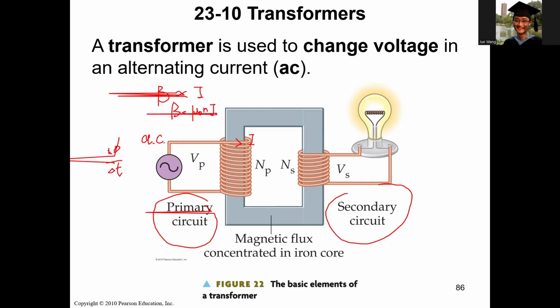Now we use this iron core so that all the magnetic flux will be shared between the primary circuit and the secondary circuit. We basically collect all the magnetic field inside this iron core, so that the primary and secondary circuits share the same delta phi over time.